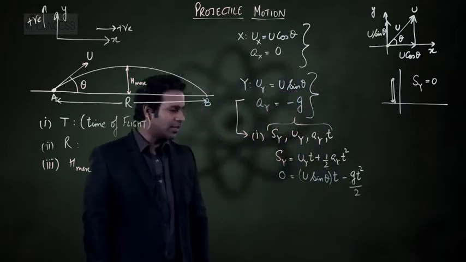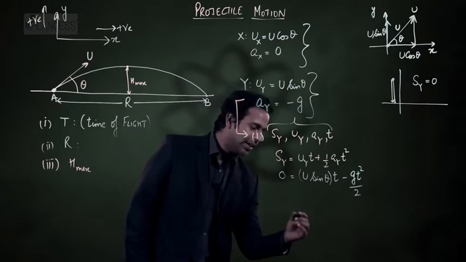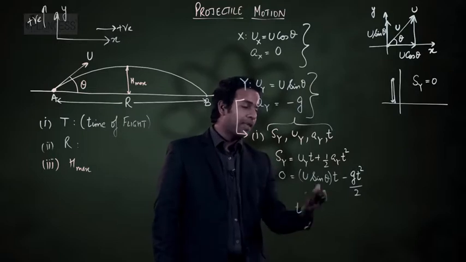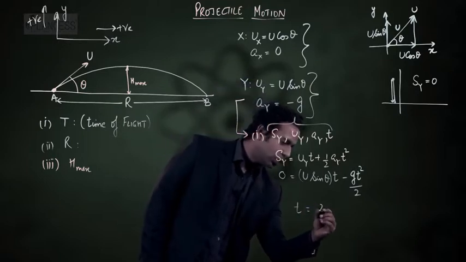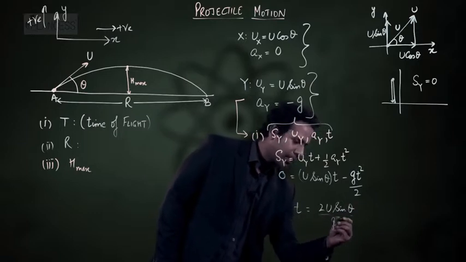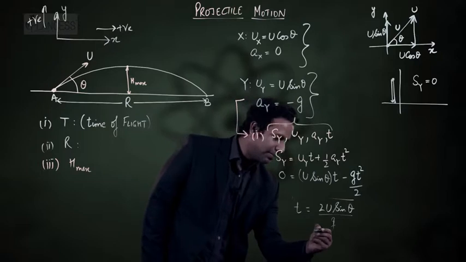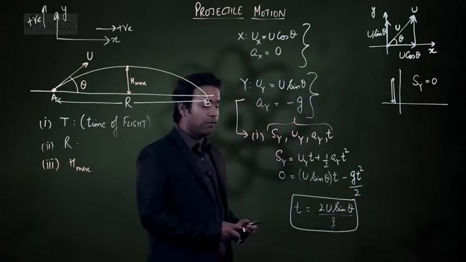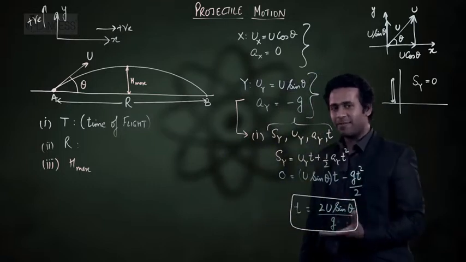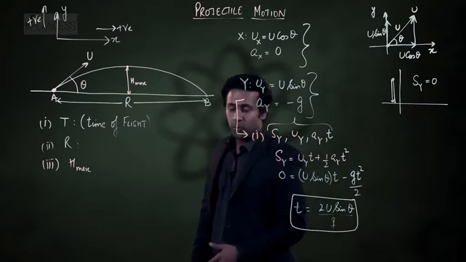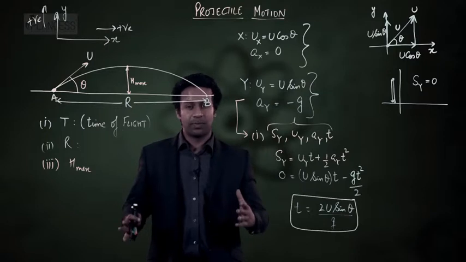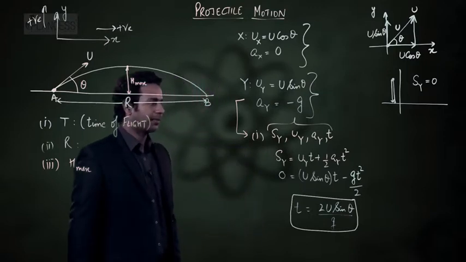You can rearrange this term, I'm sure you can do it by yourself. You see that one of the t will go to the left-hand side and it will still be 0. So you get that t is equal to 2u sine theta by g. So this is the time after which the particle will fall back to the ground. To find this, we use the very same fact that it has fallen back to the ground, which means its displacement along y has become 0, right?